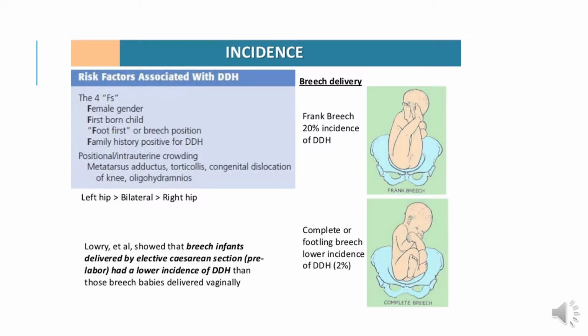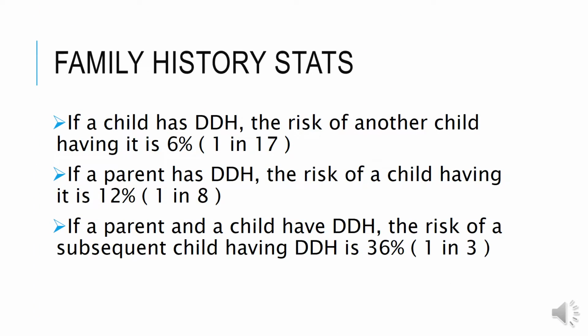The risk factors associated with DDH are being female, being a firstborn, breech position, and a positive family history. Family history statistics are pretty significant. If a child has DDH, the risk of another child having it is 6%, or 1 in 17. If a parent has it, it jumps to 1 in 8. If a parent and a child have it, the risk of a subsequent child having it is 1 in 3. So there's absolutely a genetic part of this disorder.